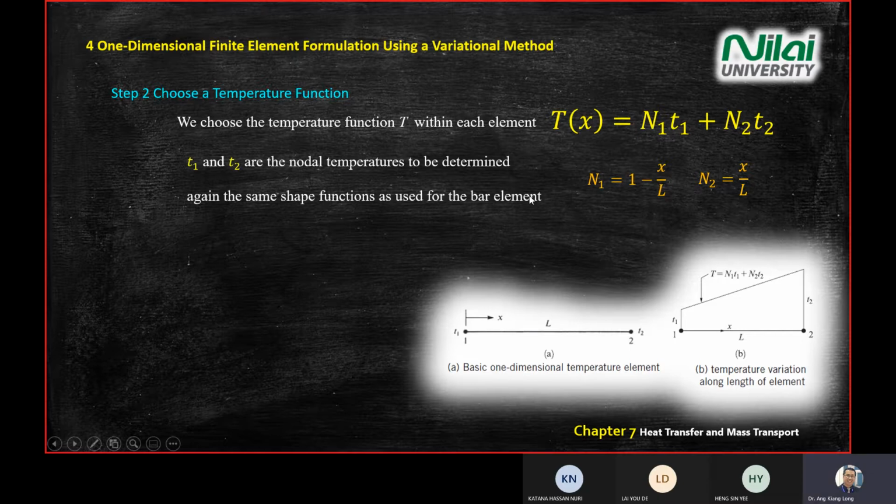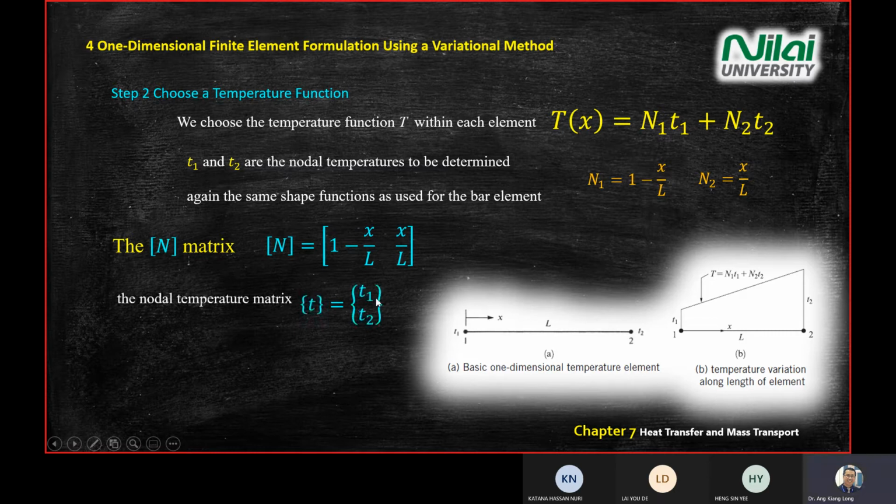Okay, so step 2 is the temperature function. You should already know how to convert an equation into matrix form. If you're looking at the screen here, if I write my shape function into a matrix form, you should understand why I put a bracket, and inside the bracket, the first one is 1 minus X divided by L, because it refers to this one. The second one is this one. So you should know how to put the temperature function into a matrix form.